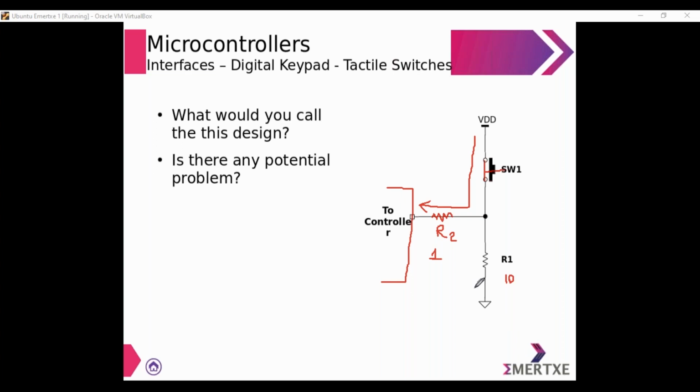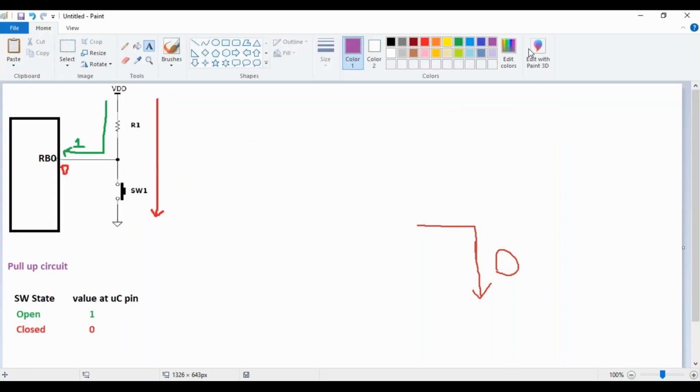This kind of circuit is called a pull down circuit because whenever the switch is in the open state, this resistor R1 is pulling the line low. So it is called a pull down circuit. Let me also note that here.